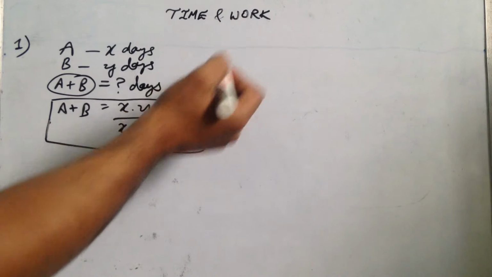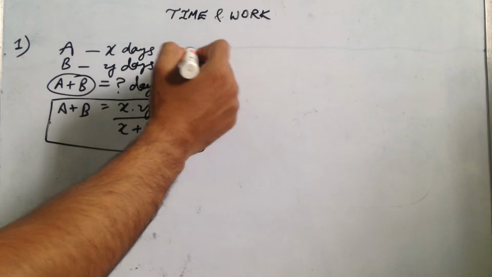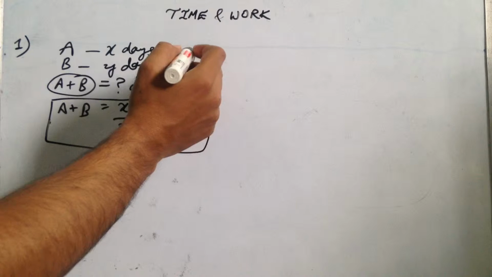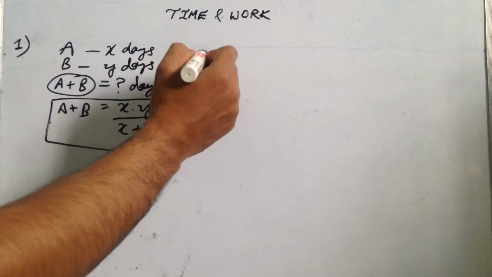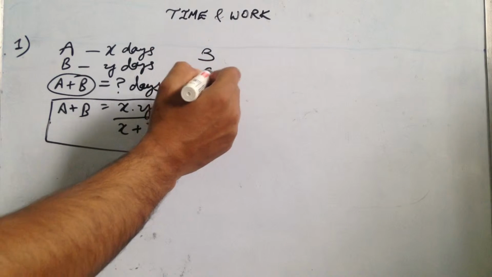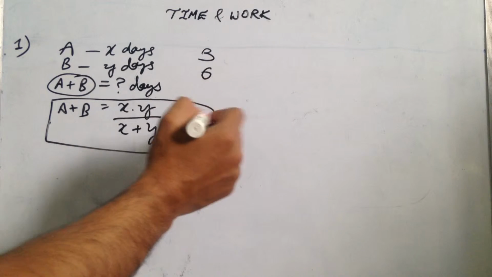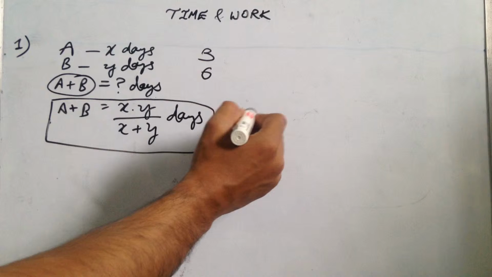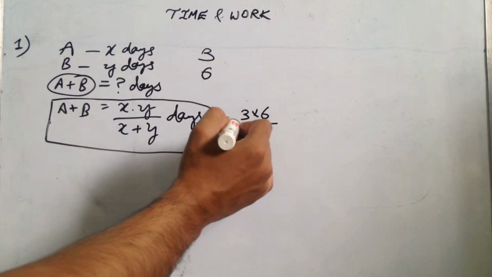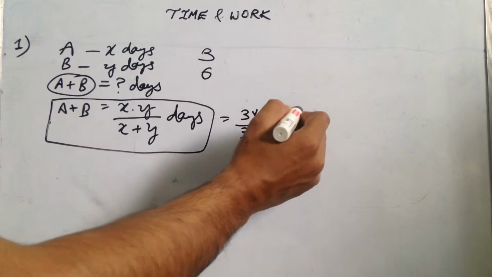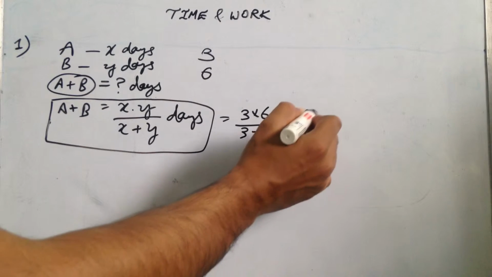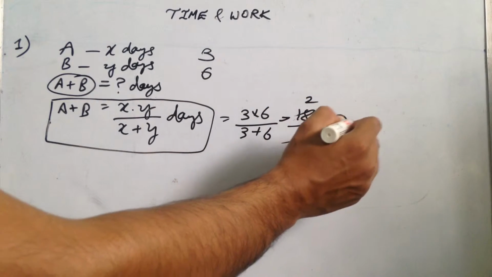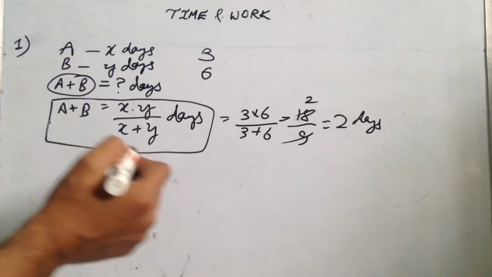So let's take an example here. Let's say X is 3, Y is 6. Then how many days will it be if they work together? 3 into 6 plus 3 plus 6, which is 18 by 9, and it is 2. So the answer will be 2 days.